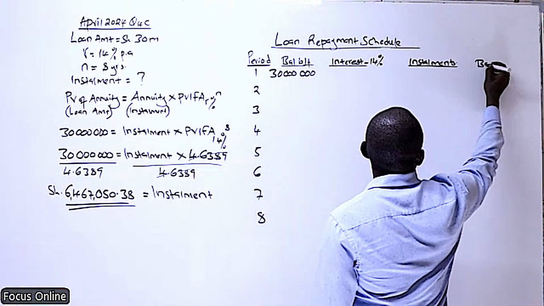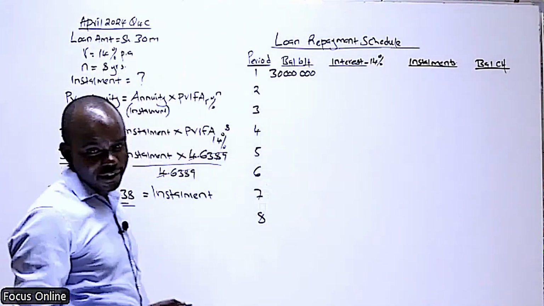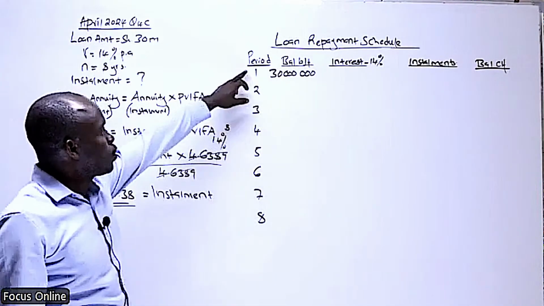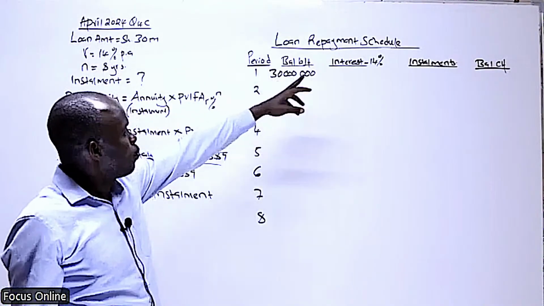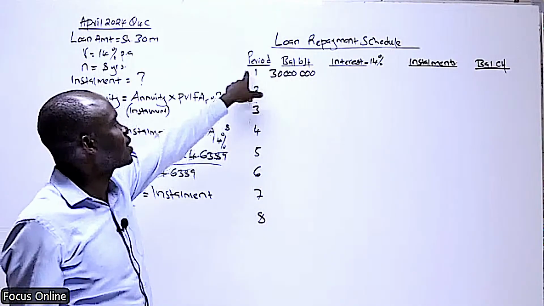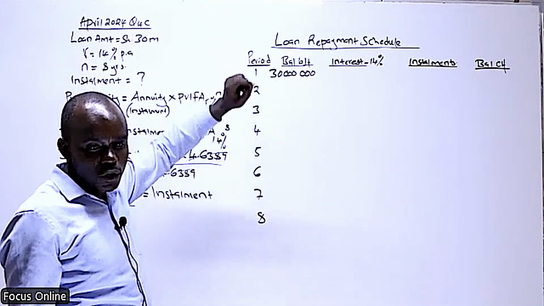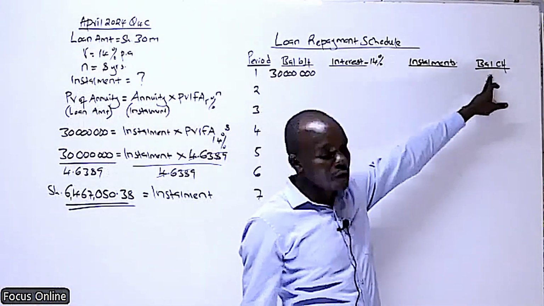And here we have the balance carried forward. Yes. So in period 1, the balance brought forward is 30 million. We will charge interest on that. Then we will also pay an installment at the end of period 1. After we pay the installment, there will be a balance.